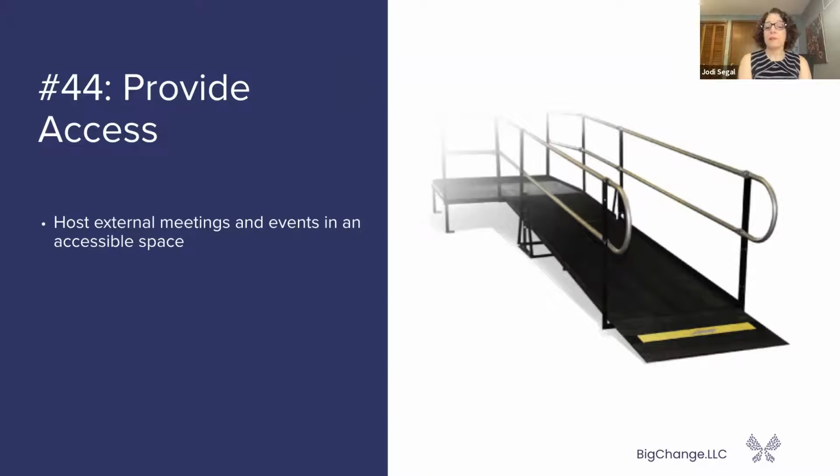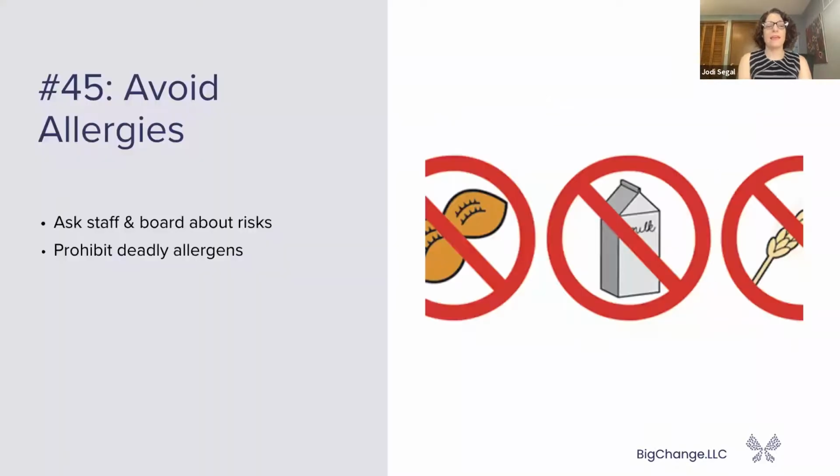Plan for accessibility needs such as priority parking, valet parking, etc. at events, or even lobby chairs. And number 45, last but not least, avoid allergies. Ensure your office is safe from allergens. Ask staff if they have any life-threatening allergies. Prohibit these foods from entering the building and avoid ordering these foods when supplying catering. The same goes true for board members and other expected guests.